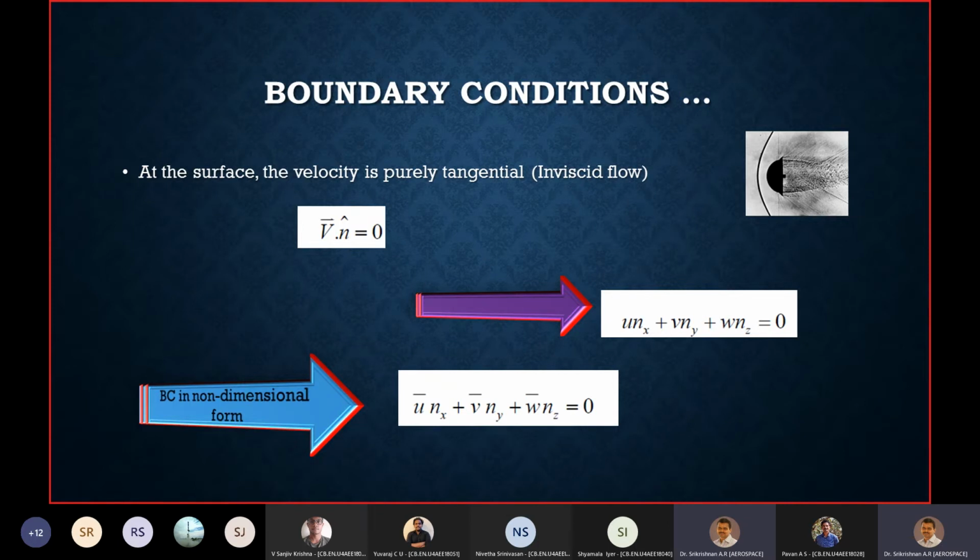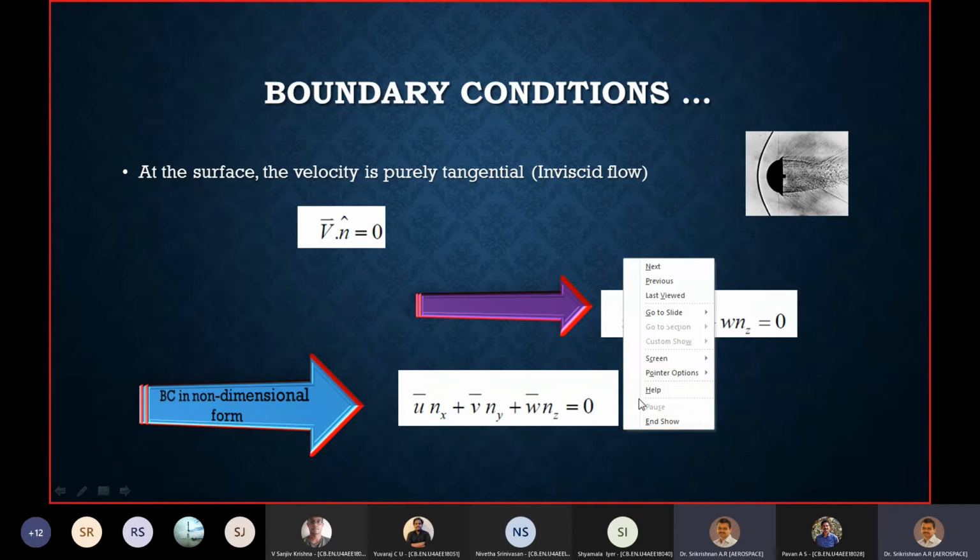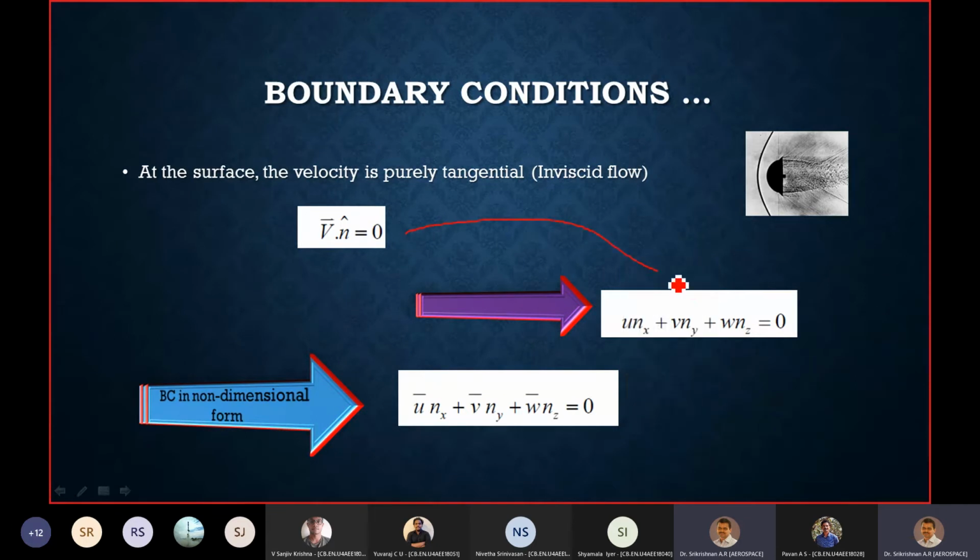So I can write it as v bar dot n, where n is the unit vector, equal to zero. It's a vector quantity. Using vector notation, it can be written in terms of the three components of v along x, y, and z: the x component being u, the y component being v, and the z component being w. We can write it as u nx plus v ny, etc., as shown here. So now we can write the boundary condition. This is equal to zero at the surface.